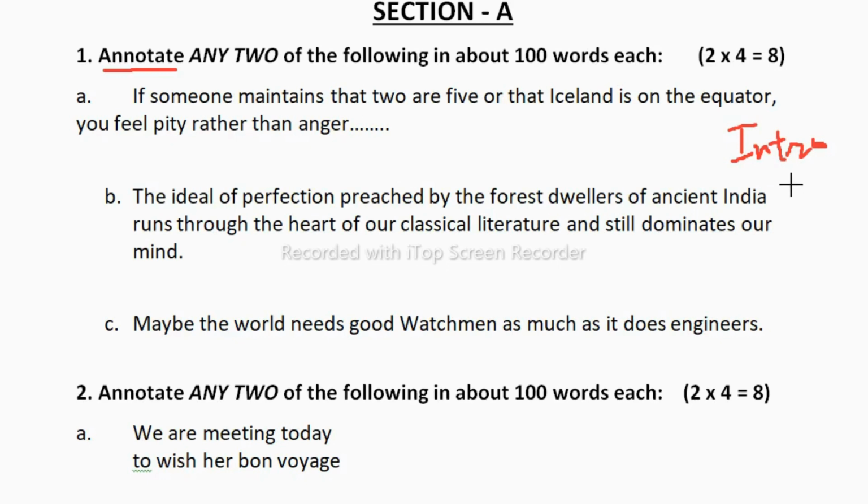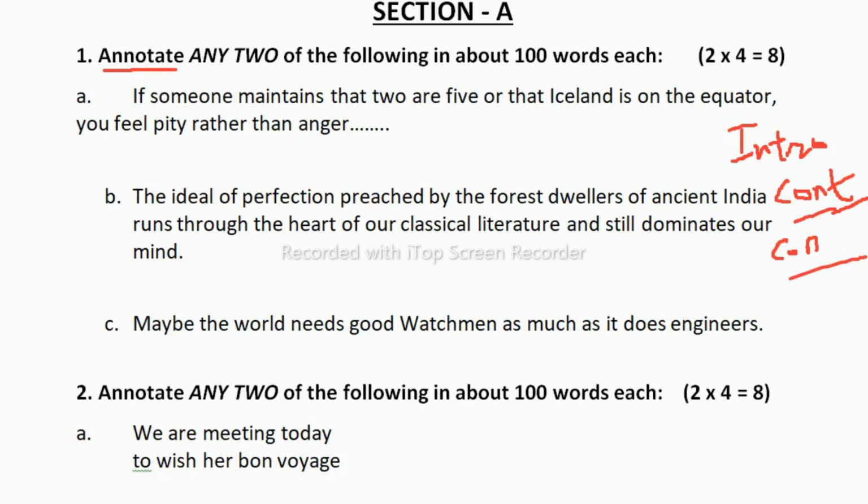Then in the next step you have to write the context and meaning of the given question, which is related to that lesson. You have to write the context of that related lesson. Then at the last you have to write the critical comment, which is also called a conclusion. So at the last you have to write the conclusion of the given context from your lesson. First you give the introduction to the author and the prose or poem, then you write the context, then you write the conclusion at the last. So these three headings you should keep in mind while writing any annotation.